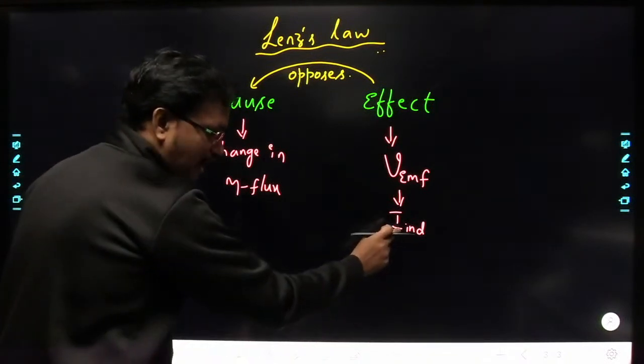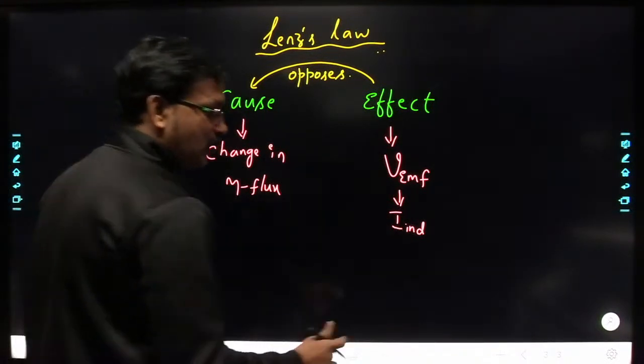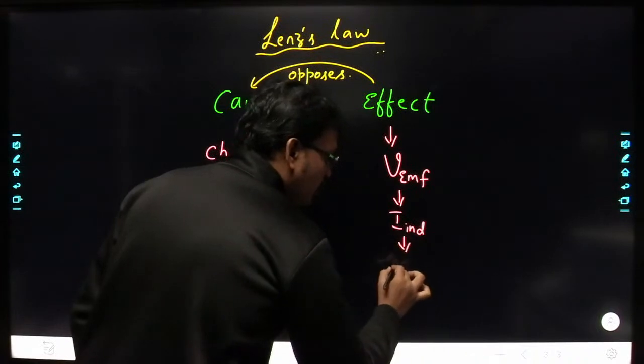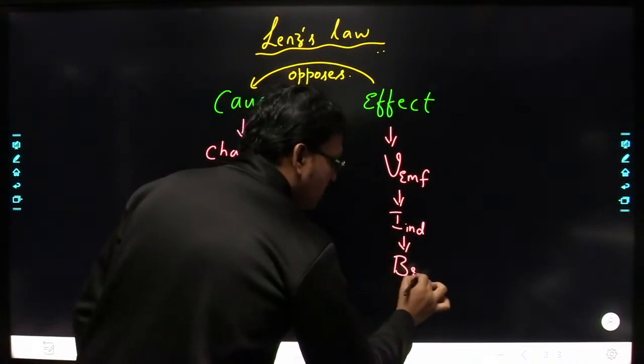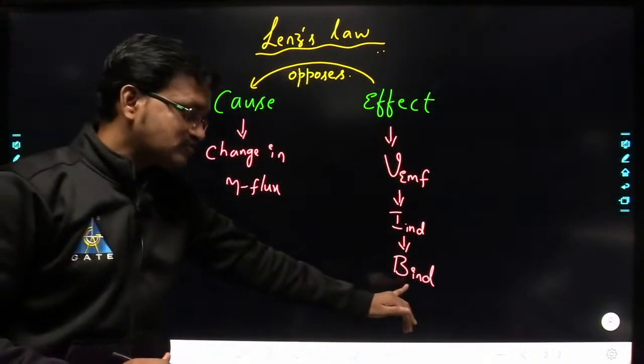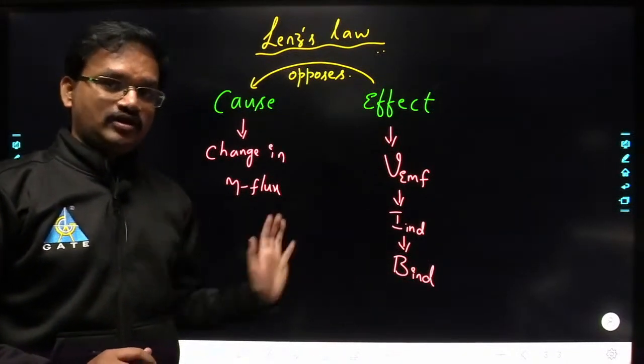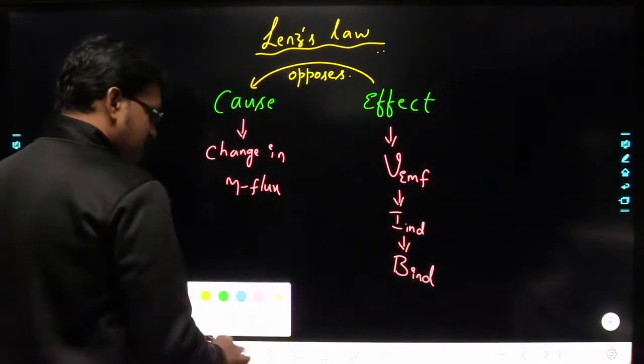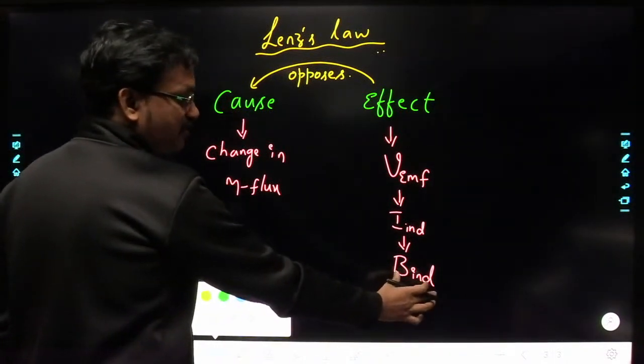So whenever you have an induced current, this induced current is going to produce what? It is going to produce an induced magnetic field. We call this field the induced magnetic field. Understood? So now this is the final effect, this is the final result, right?